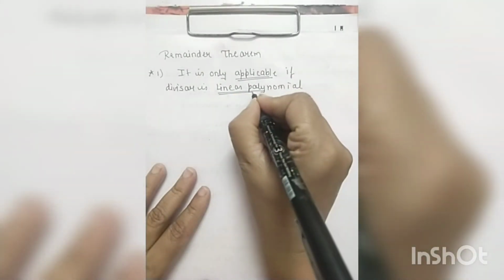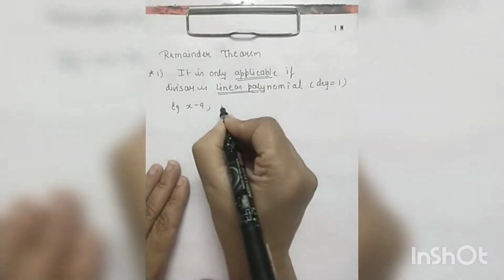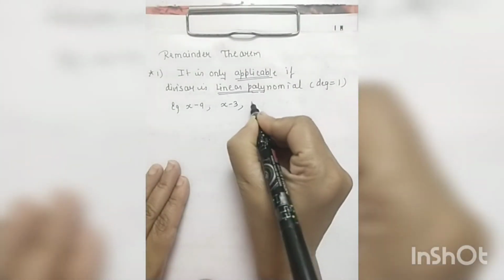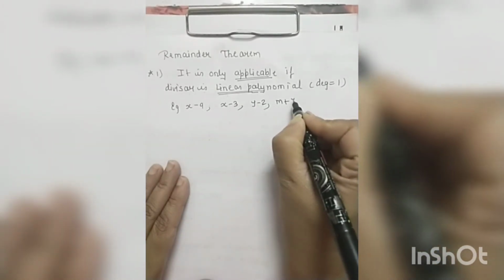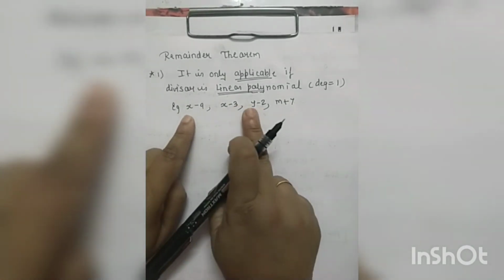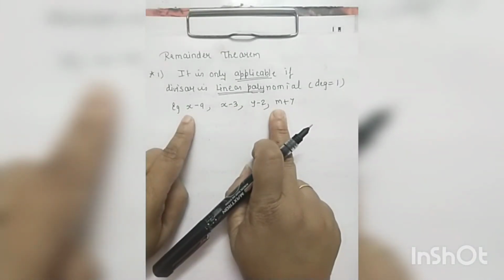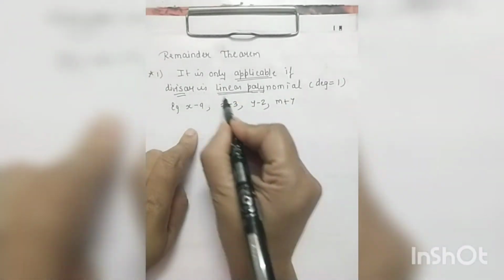What do you mean by linear polynomial? It means the degree should be 1. Examples like this: x minus a, or x minus 3, or y minus 2, m plus 7. Every time, can you see that the variable's degree is 1? So the divisor should always be a linear polynomial. This is the first condition.